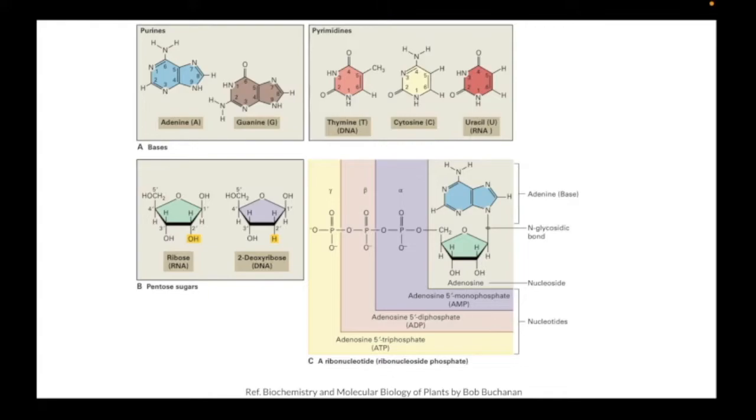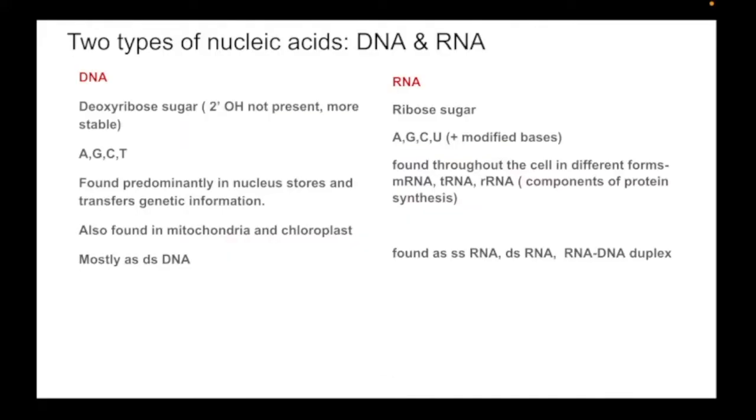The two types of nucleic acids are DNA and RNA, and the difference between DNA and RNA is that in DNA, the pentose sugar is 2-deoxyribose, in which a hydroxyl group is not present at the 2' carbon position, so DNA is a more stable structure. In RNA, the pentose sugar is ribose sugar, in which at 2' carbon a hydroxyl group is present.